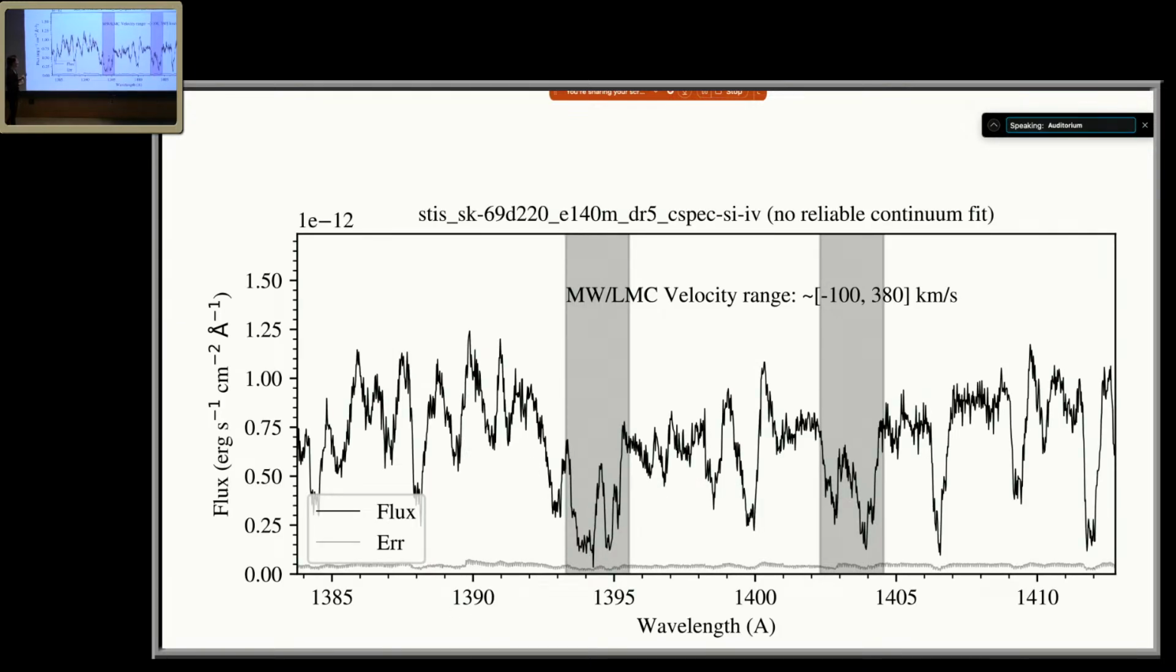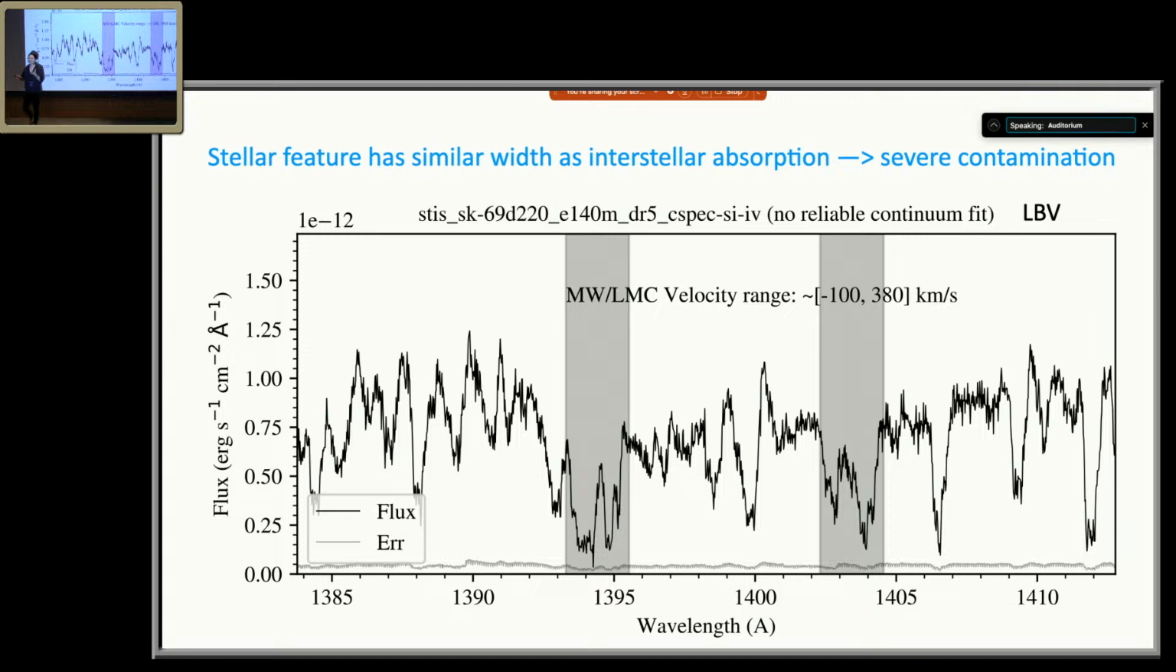Let's take a look at this one. So this is a chunk of the silicon-4 doublet, silicon-4 1393 and 1402. In gray, I have highlighted where the Milky Way NMC absorption should be. So it spans across 500 kilometers per second. Anyone want to take a guess? What's the spectral type of this star? Julia? Yes. It's one of the very rare luminous blue variables in the NMC, and this is one of my horrifying nightmares, basically. Anyway, I don't need to convince you that nobody should use this star to study the ISM in the CGM, because it just looks so bad.